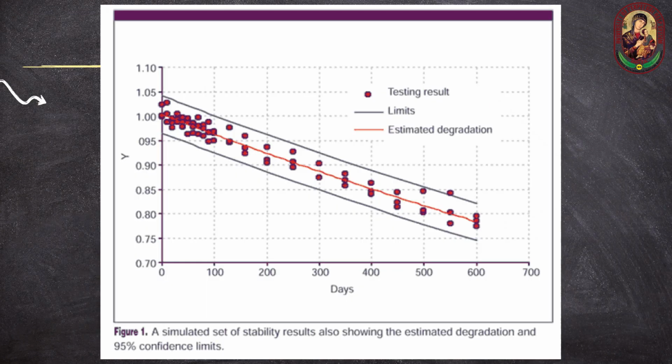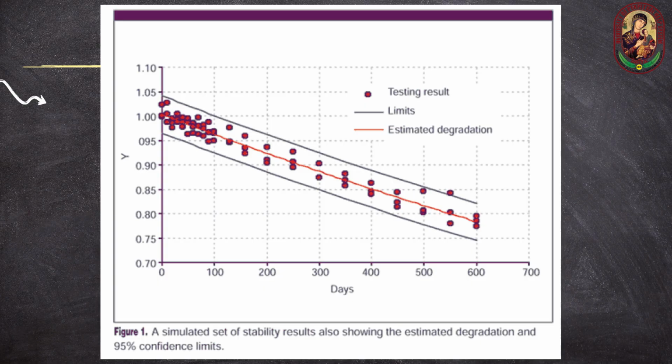Now let's look at how shelf life, or T90, is actually determined in real stability studies. On this graph, the red dots represent the testing results. These are the actual measured potencies of the drug product over time. Notice how they slowly decrease. This shows degradation happening naturally as the product ages. The red line in the middle is the estimated degradation line. This predicts the trend of potency loss through regression analysis.